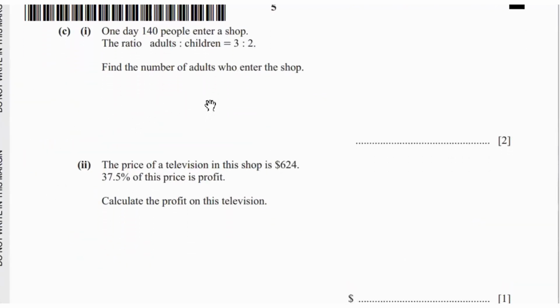Part C says, one day 140 people enter a shop. The ratio adults to children is 3:2. Find the number of adults who enter the shop. So that's going to be 3/5. 3 is the quantity for adults in the ratio, and 5 is the sum of the values in the ratio. So always write the sum in the denominator and the quantity that you're talking about in the numerator. And then we times that by the total number of people, which is 140. So now this is going to give us $84.